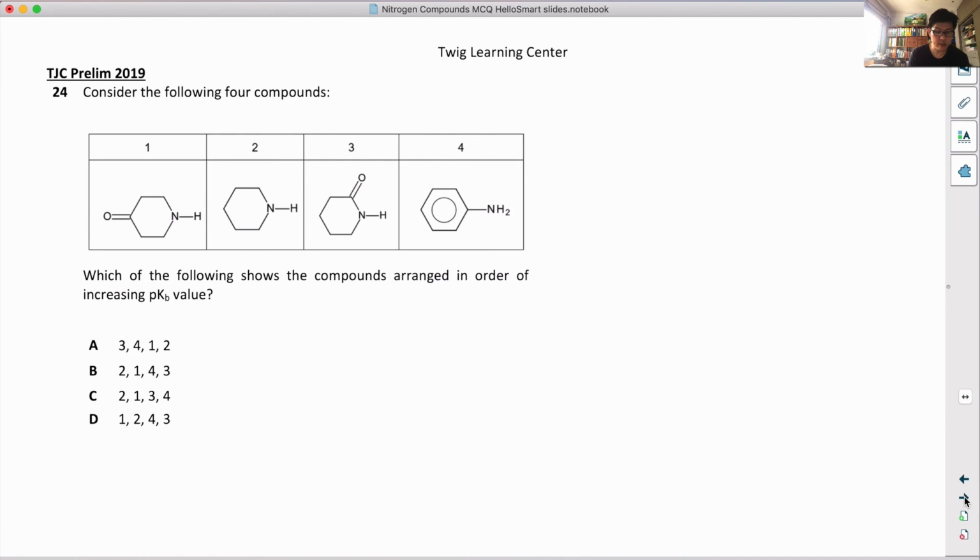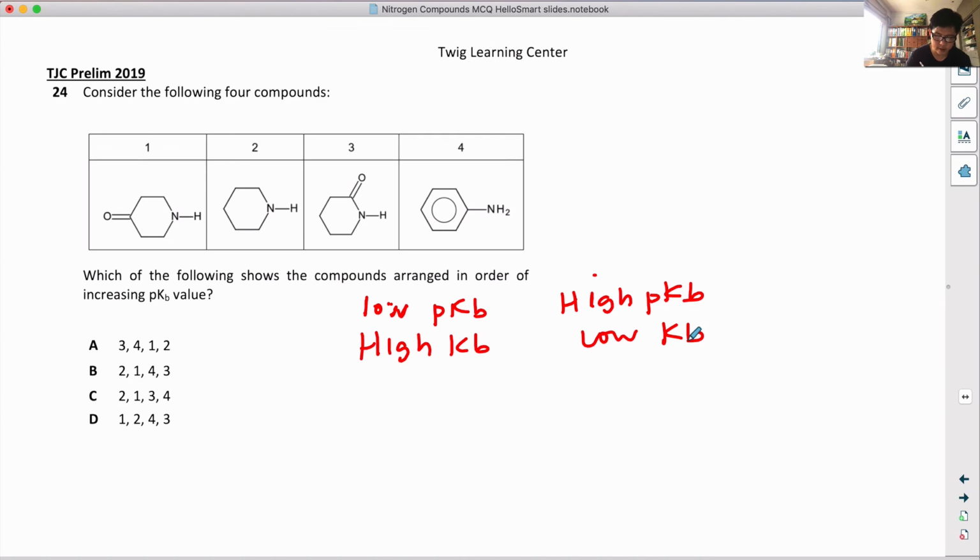Question 24. Consider the following compounds. Which of the following shows the compounds arranged in order of increasing pKb? So increasing pKb means low pKb to high pKb, right? Which means it's from high Kb to low Kb, which means from the most basic to the least basic. I'm just hoping you can see that, most basic to least basic.